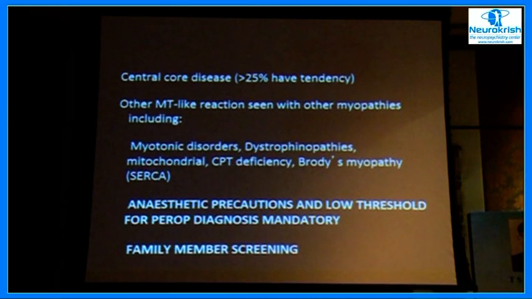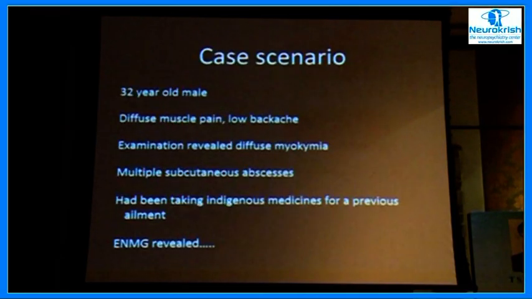So central core disease, over 25% have a tendency for this. Other myopathies like myotonic disorders and dystrophinopathies can also have this. So Brody's myopathy, the family members' risk. Again, here we do not have facility for contracture testing, in vitro contracture testing.